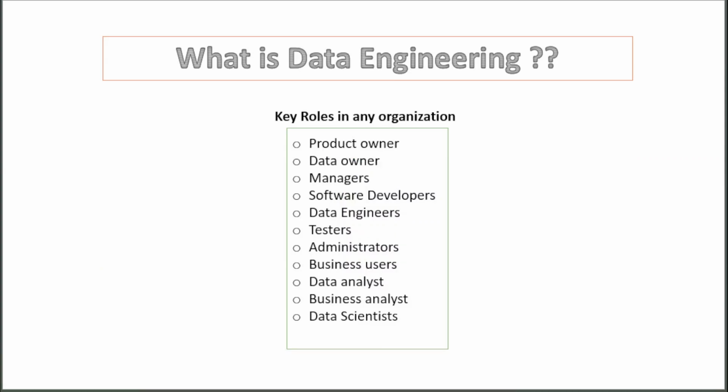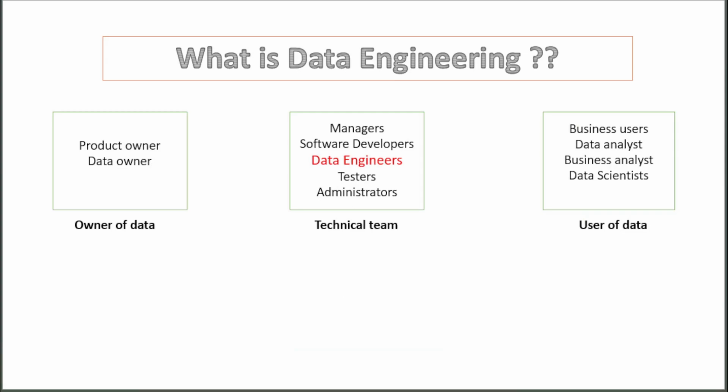Talking about any organization, it may be a bigger or a smaller one, there are some key roles such as product owner, data owner, managers, testers, developers, admins, business users, data analysts, and data scientists, etc. If you like to categorize these roles, you can go for majorly three categories: owner of the data, technical team, and user of the data. Owner of the data is someone who actually owns the data and collects data from various source systems to be utilized by the user of the data and technical team.